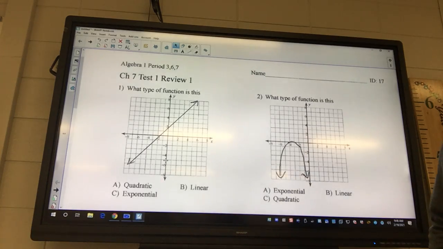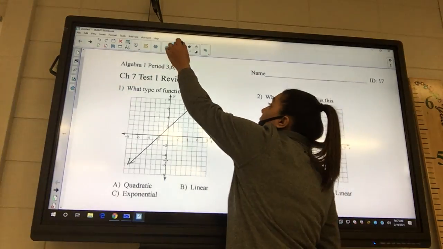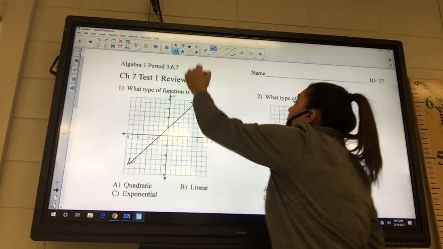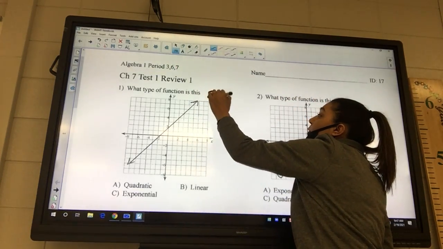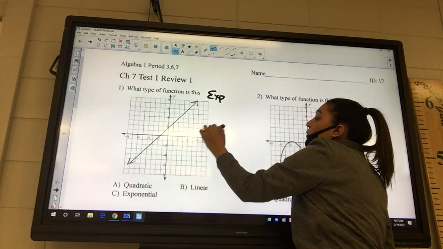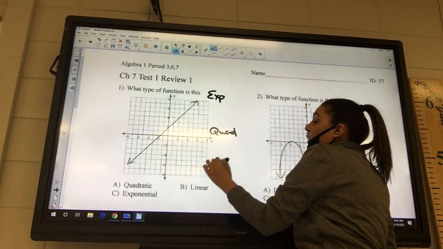What type of function is this? Linear, quadratic, or exponential? Okay, and so the three types of functions, we have exponential, we got quadratic, and linear.